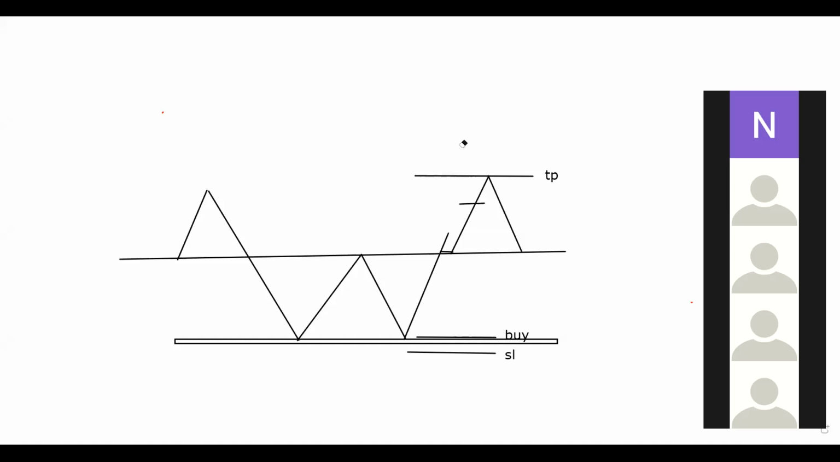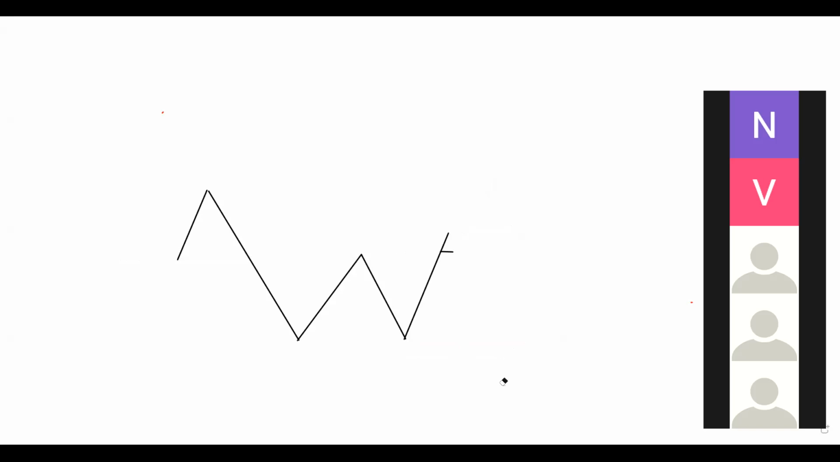If you're on an H1, obviously you're going to be having a rejection. You're obviously going to be having a rejection as well on M30. And then let's say on M15, you're not having a rejection, you're having a candlestick that is reversing. That candlestick will be your entry point. Once it touches the support, it will be your entry point. Simple as ABC.